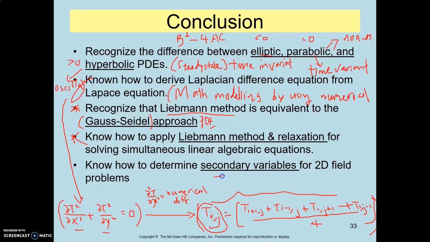In this case, let's say you want to find the T i,j. So in the Liebmann method, first of all, you let it be 0. Before the iteration, you assume all the temperature is 0. Then you continue to find the temperature at different points by using this equation.